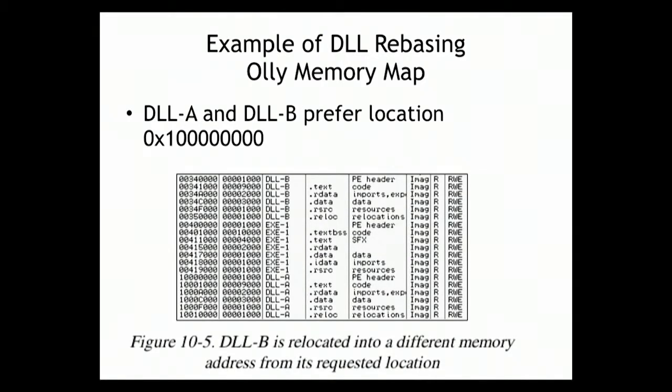So here's DLL A and DLL B, both want to load at the same location. So DLL B is relocated to a different part of memory. This one gets to load where it wants to be. This one has to go to 340,000 instead of a million. And so now it has to use its relocation section. And that DLL, technically loading the same function in the other DLL, would take more steps.